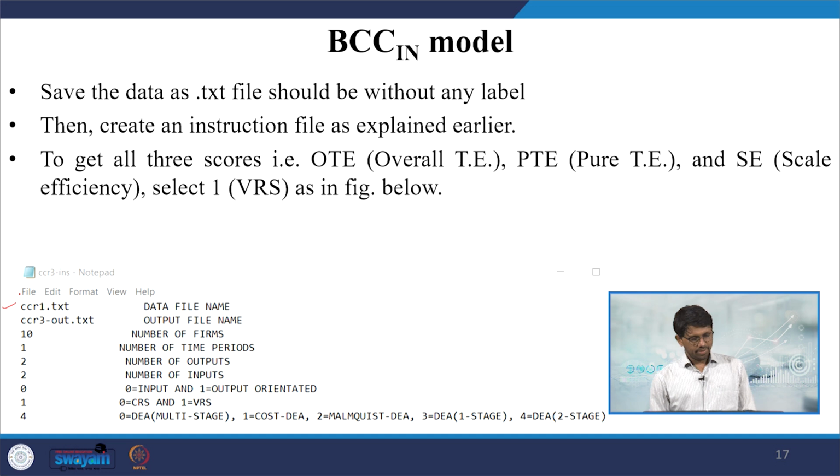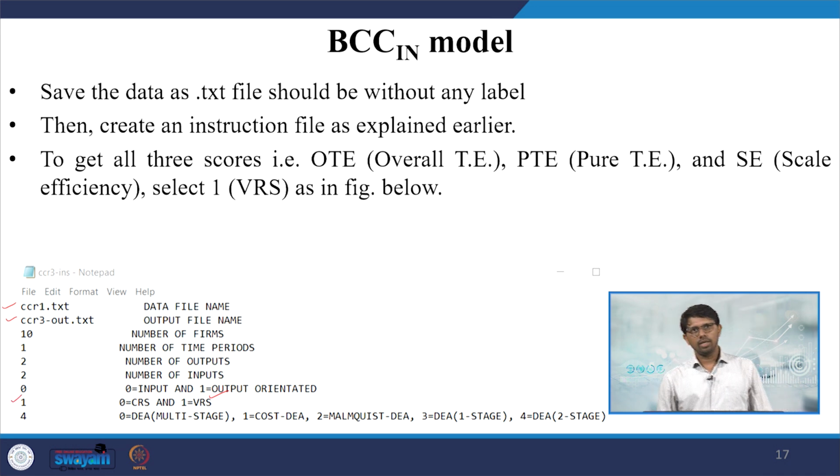Okay. And my output now I am actually changing, because I wanted to show you a different result based on BCC, hence it is ccr3-output.txt. This is the new file I created and I am mentioning it in my instruction file. Another change is that we are supposed to specify it's a VRS model, the rest are the same. VRS model, VRS means it has to be mentioned as 1.